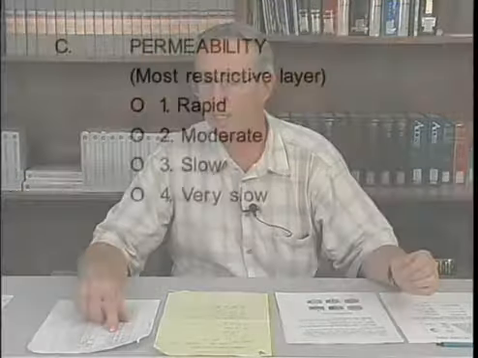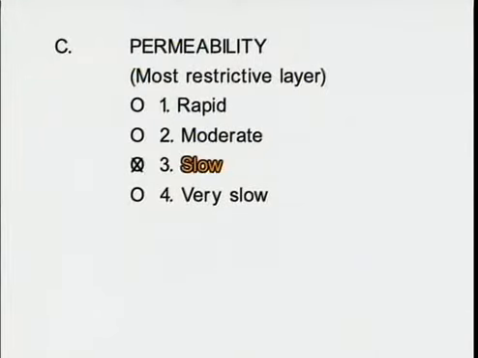Since that pan occurs at only 22 inches below the soil surface, we should have downgraded the permeability here to slow. So I evaluated for site number 1, example situation number 1, the permeability of this soil to be slow, category 3.